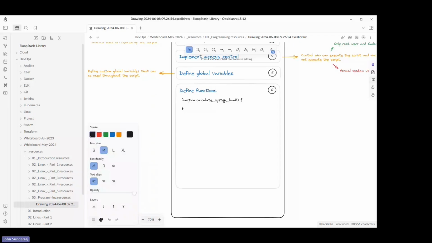Basically, what does that actually contain inside when I say functionality? Calculating system load is a functionality. It is going to have some code. So this is what we call the logic, where we write our logic.